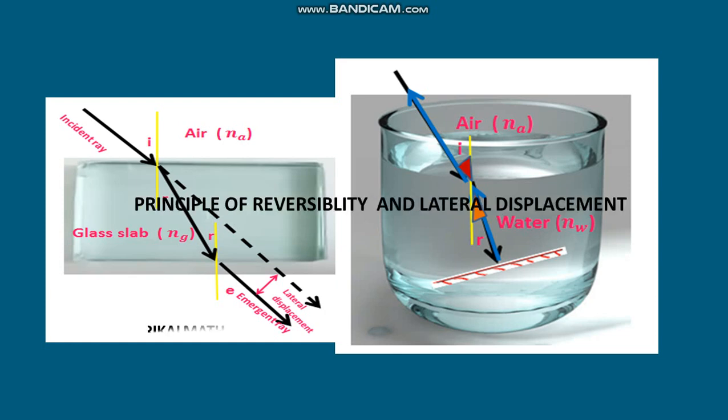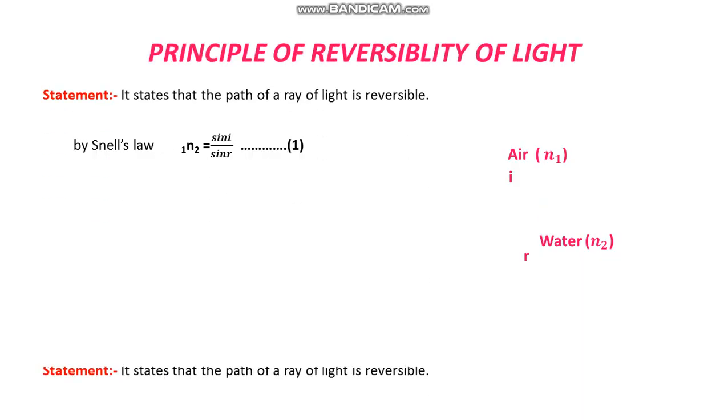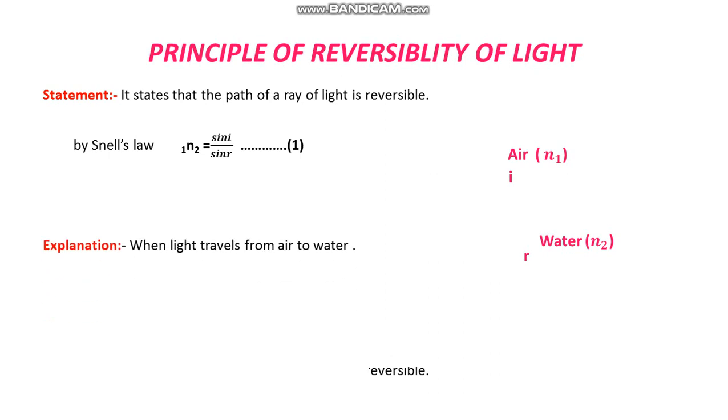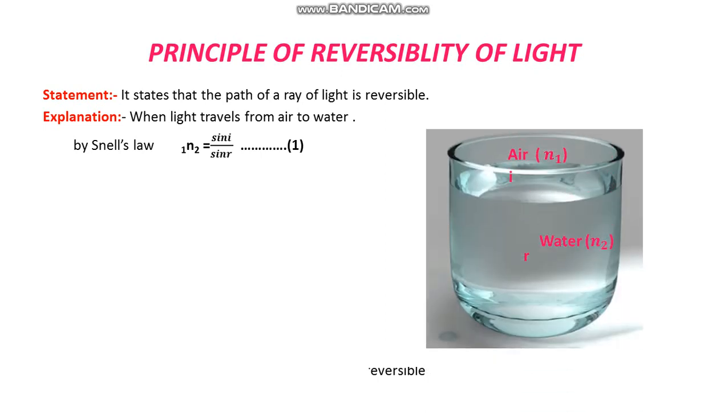Hello students, today you are going to study the principle of reversibility and lateral displacement. Statement: it states that the path of a ray of light is reversible. Let us understand it better by taking a diagram.